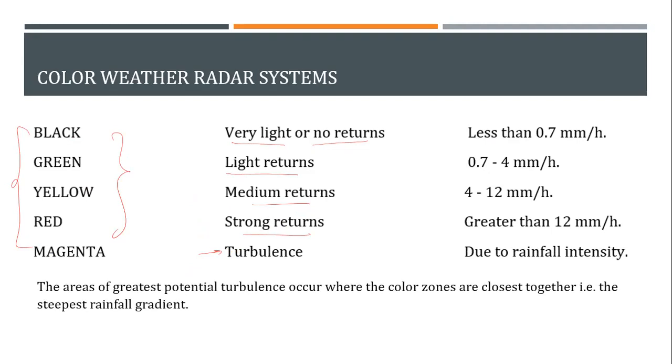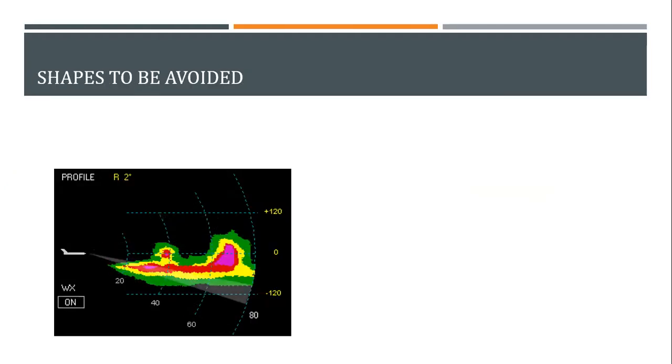The areas of greatest potential turbulence occur where the color zones are closest together. That is the steepest rainfall gradient. So if we have magenta, red, yellow, green, black, all very, very close together on a screen, that would directly mean that turbulence or active cells are present nearby. In simple words, if there's a picture like this on your screen, please avoid it. You can see all these colors: magenta is in the center, then we have red, yellow, and green. Of course, the pilot is not an idiot. He'll not go through this. He'll circumnavigate.